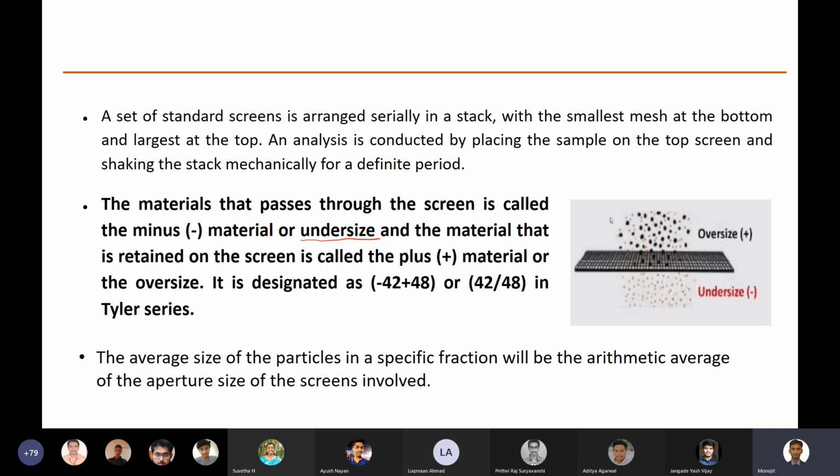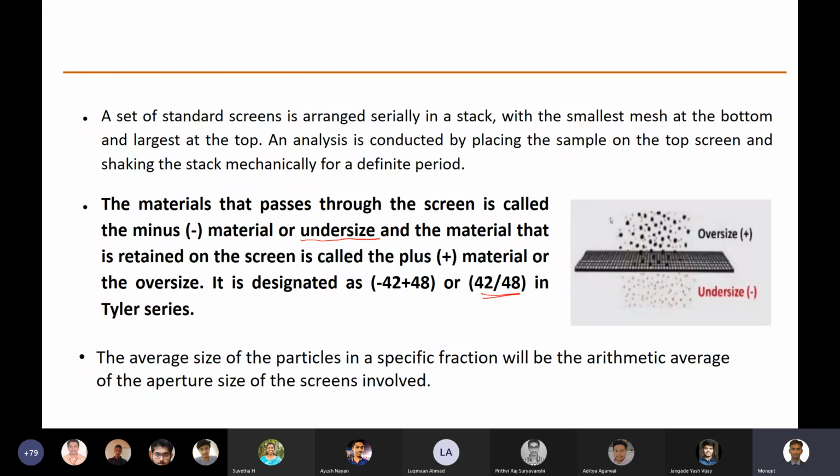And the way we designate undersize and oversize is with this terminology: minus, then mesh number, then plus, then mesh number. One example I have given is minus 42 plus 48. That means the particle will pass through a screen which has a mesh number of 42, but it will be retained on a screen which has a mesh number of 48, or it can be designated like this also.